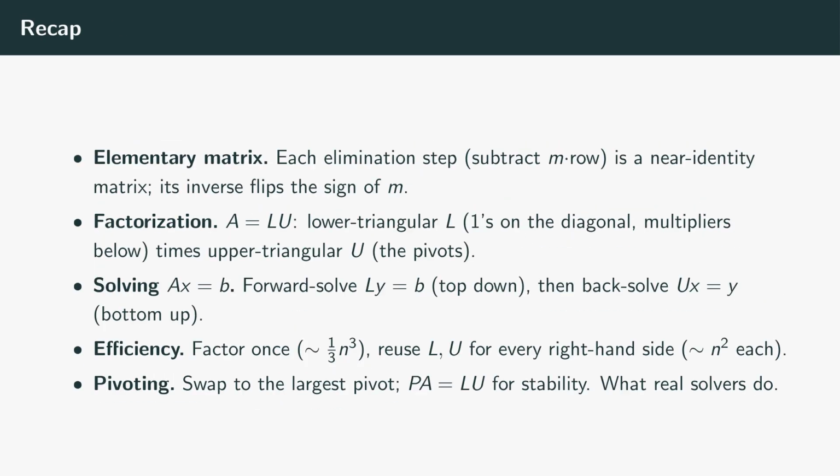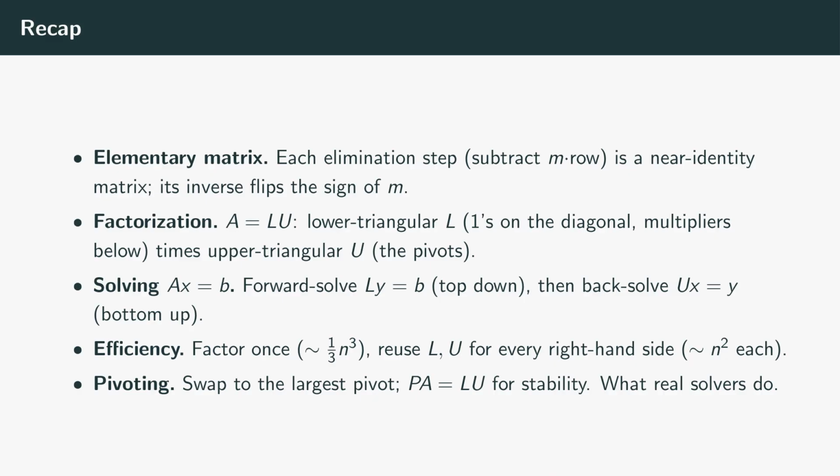Let's recap. Every elimination step, subtracting a multiple of one row from a lower row, is a near identity matrix, and its inverse just flips the sign of that multiplier. Collecting the steps reveals the factorization A equals L times U, a lower triangular L carrying ones on its diagonal and the multipliers below, times an upper triangular U carrying the pivots. To solve AX equals B, you forward solve LY equals B from the top down, then back solve UX equals Y from the bottom up.